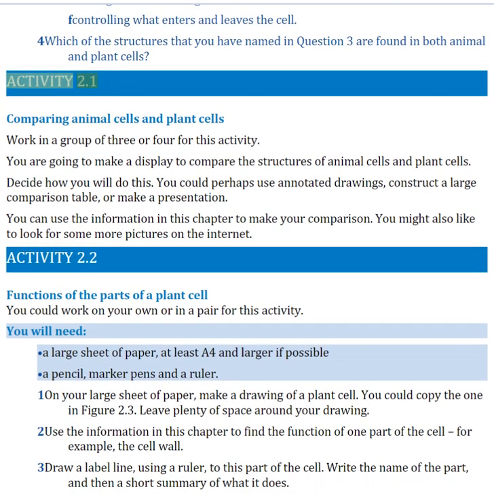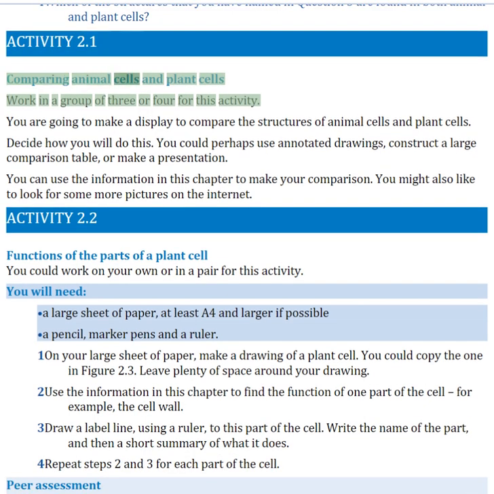Activity 2.1. Comparing animal cells and plant cells. Work in a group of 3 or 4 for this activity.